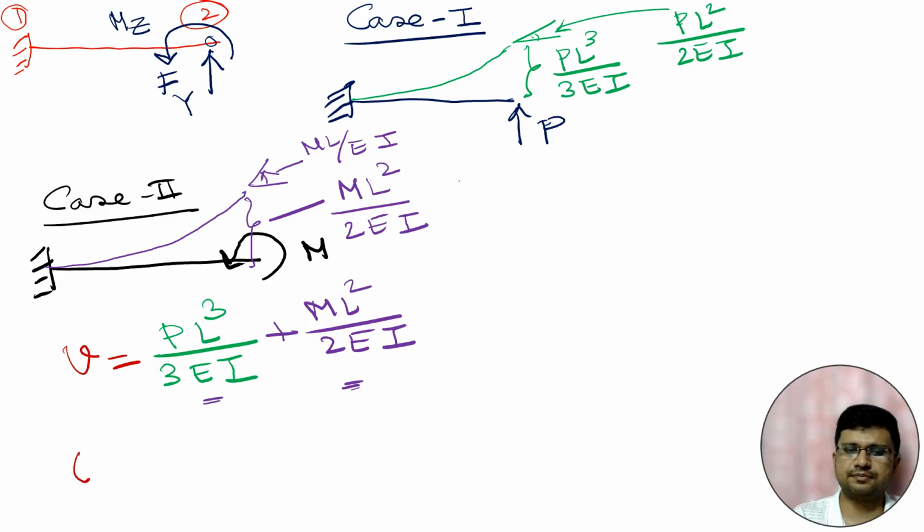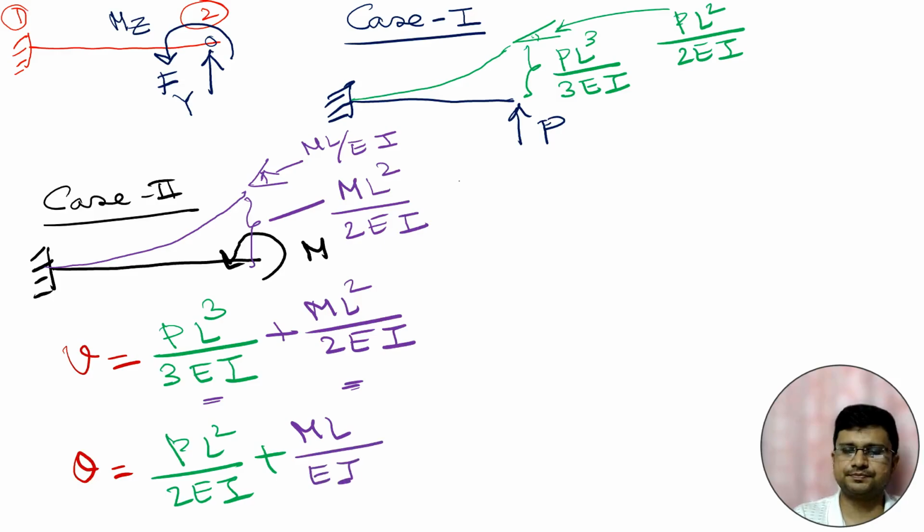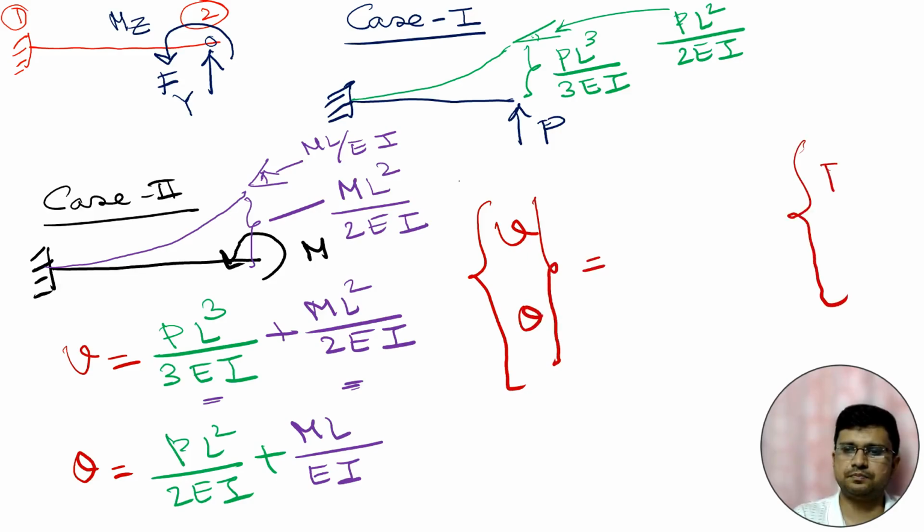What will be the total rotation or slope? It will be PL square by 2EI for the first case, and it will be ML by EI for the second case. Now if you want to form the flexibility matrix, then at the left side there will be V and theta, and at the right side there will be P and M.